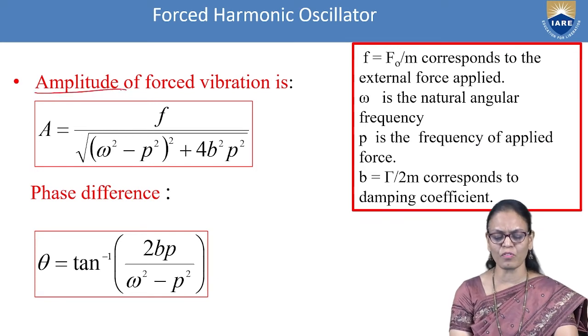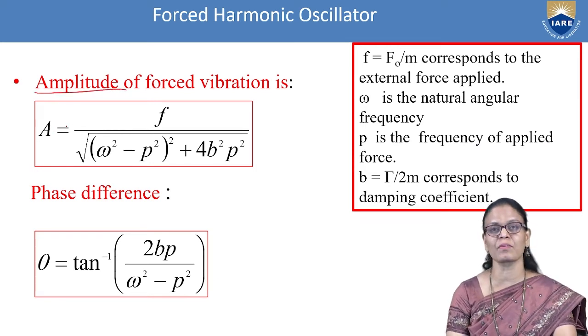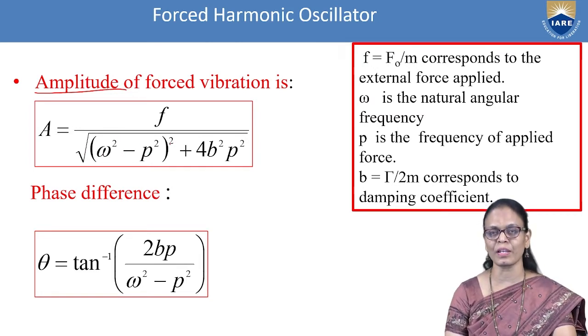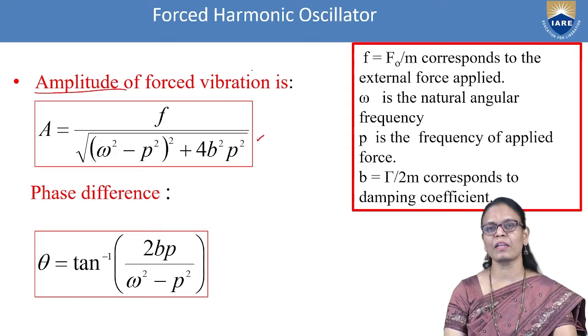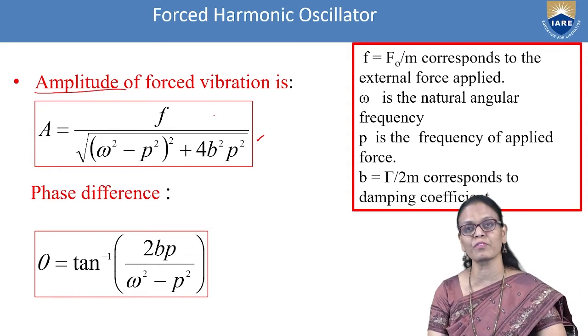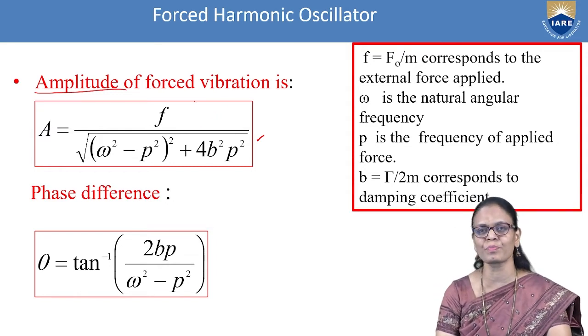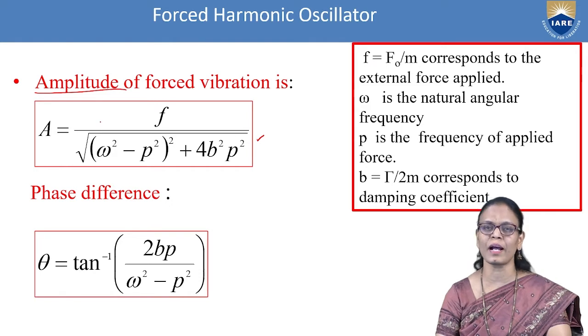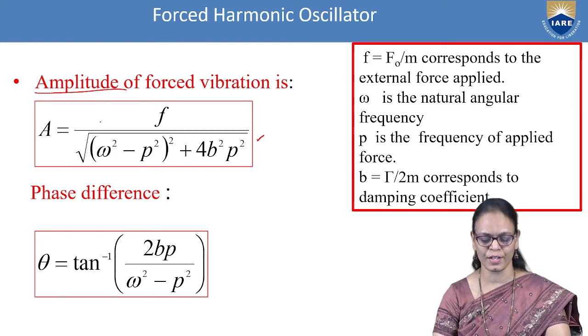So the amplitude of vibration is given by A is equal to F upon under root (omega square minus p square) whole square plus 4b square p square. Now, the derivation is not there in your syllabus. If you want to know the derivation, you can refer to Engineering Physics by Gaur and Gupta, where the detailed expression is given. Otherwise, we'll be using this expression for amplitude, and then we will discuss the conditions.